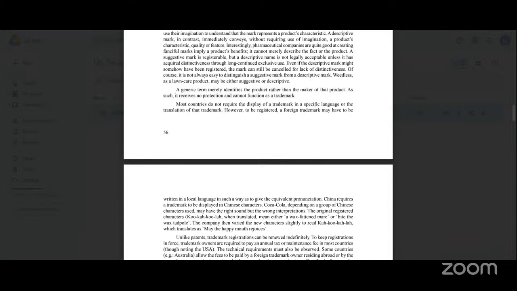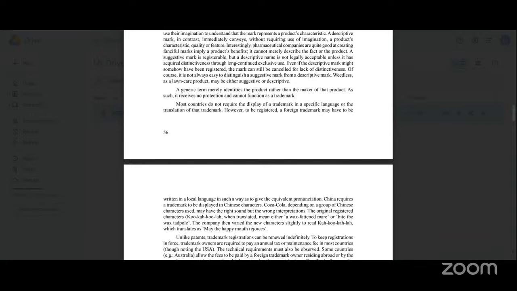Interestingly, pharmaceutical companies are quite good at creating fanciful marks which imply a product's benefits because they cannot describe the fact of the product. So that is why they have to choose other means of protecting and promoting their product. A suggestive mark is registrable. So that needs to be understood.